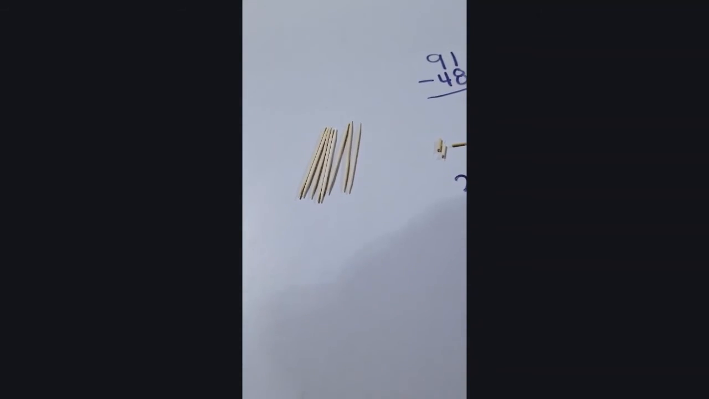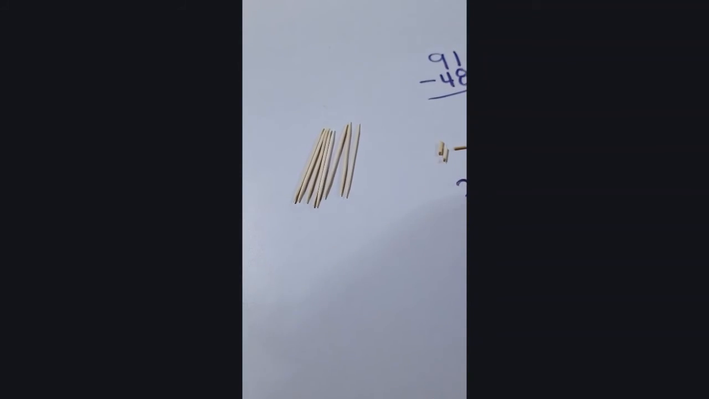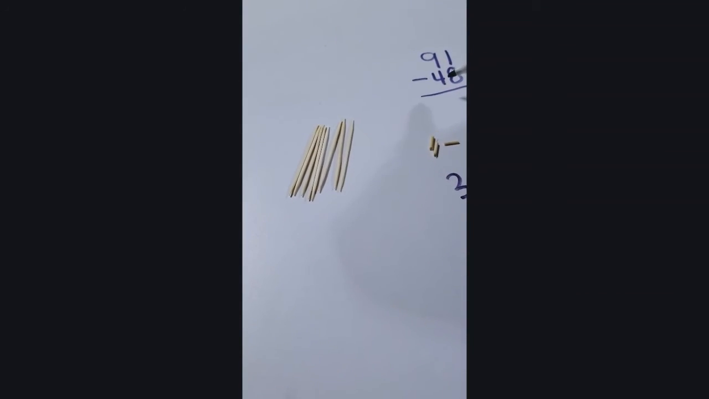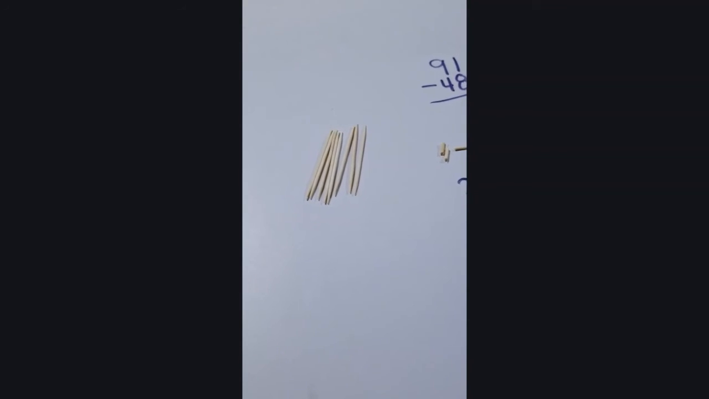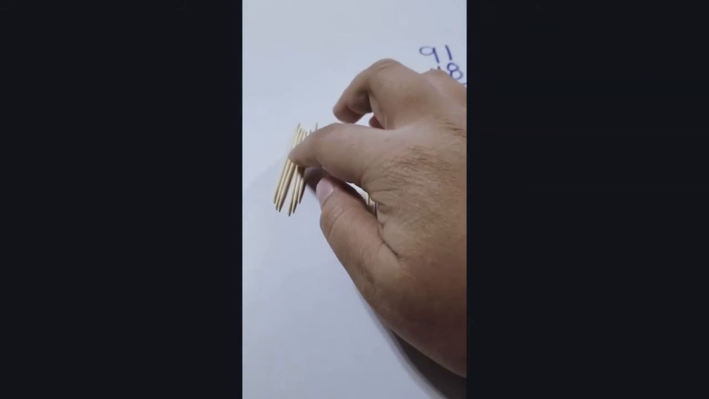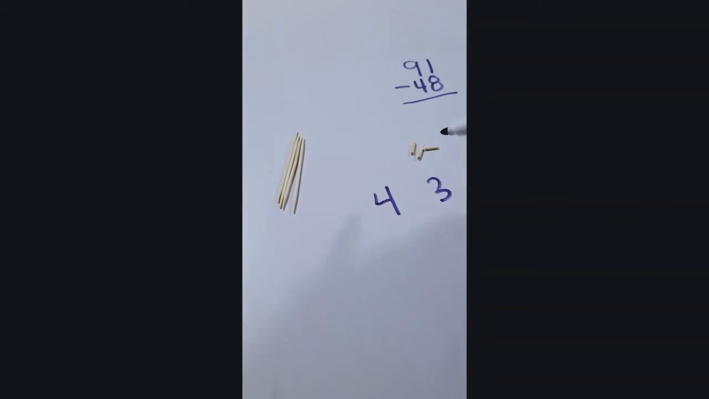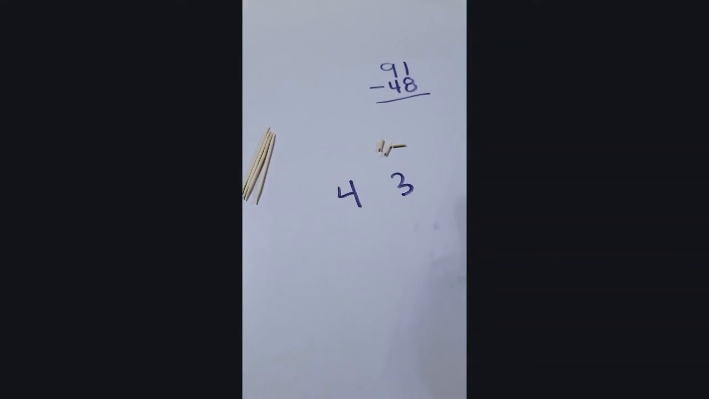Okay. And so since we borrowed from over here, that left us with 8 in the tens place. We still have to take away 4. So we just take away a 1, 2, 3, 4. And that's going to leave us with 4 toothpicks. So our total equals 43.